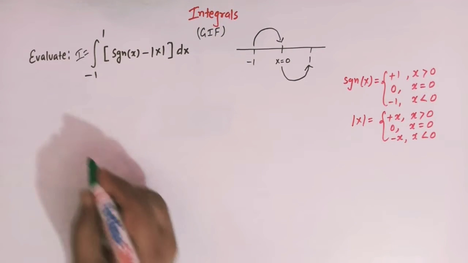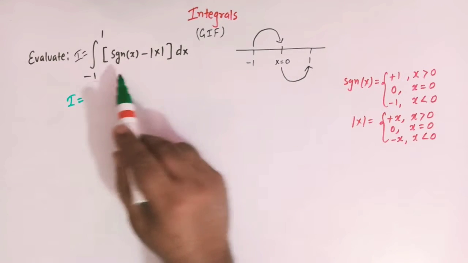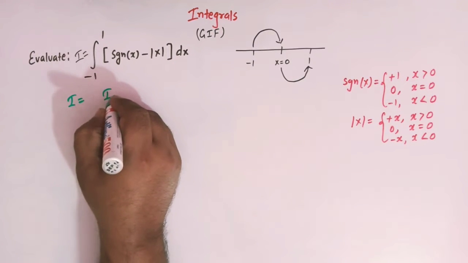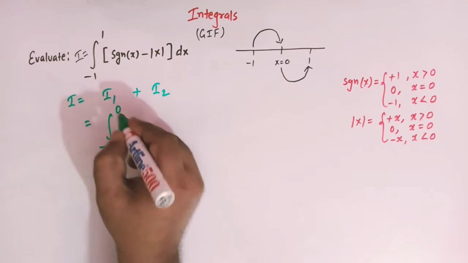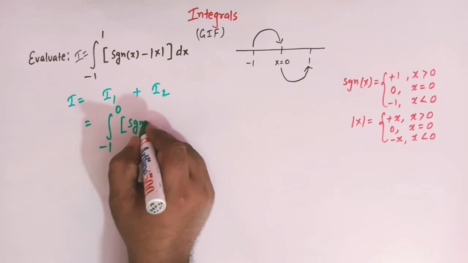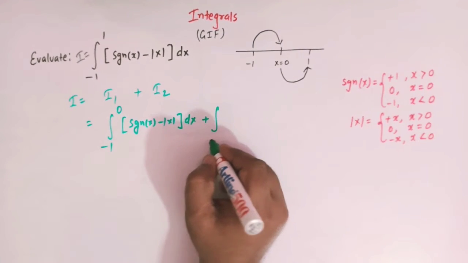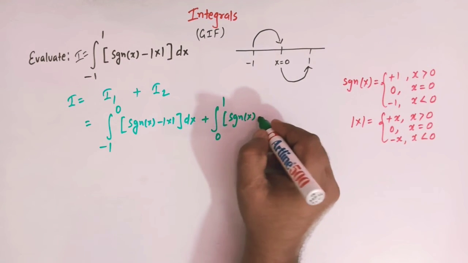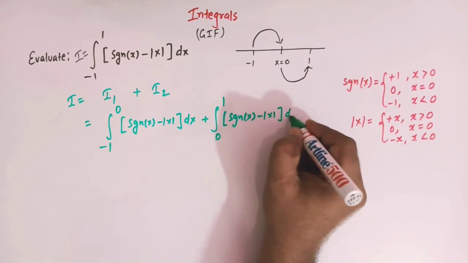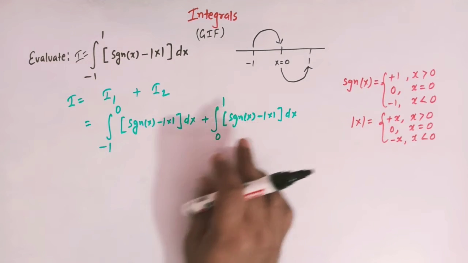So now let us come to our integral. Now here we have I, and now we will split this integral as a sum of two integrals, that is I1 and I2, right? So I1 can be written as the integral from -1 to 0 of greatest integer of signum of x minus mod x, and then we have I2 from 0 to 1 of greatest integer of signum of x minus mod of x, and here we have dx, right? So now we have the sum of two integrals, right? Now let us take these two integrals one by one.